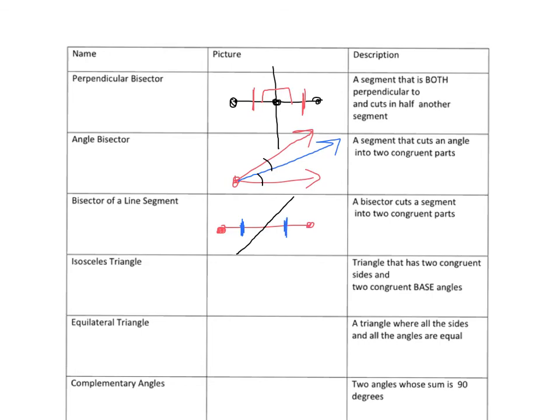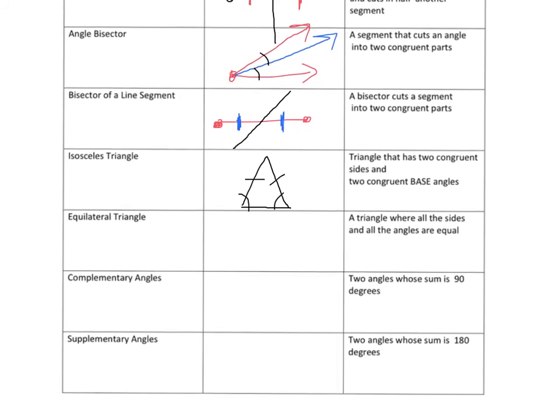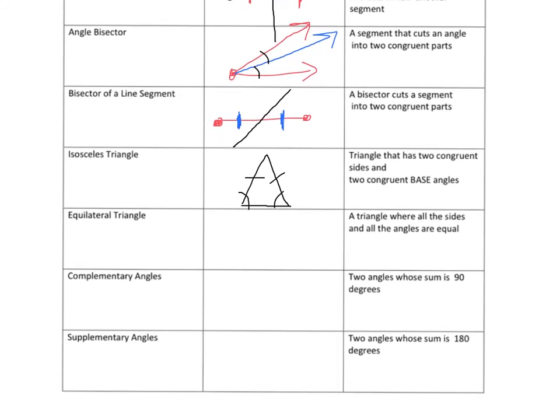The next one, an isosceles triangle. Please make sure it looks isosceles-like. So it's going to have two congruent sides and two congruent base angles. The next one is an equilateral triangle. The interesting thing about this is that all three angles measure 60 degrees each, and all of the sides are congruent, so we're going to label that with a single tick mark.